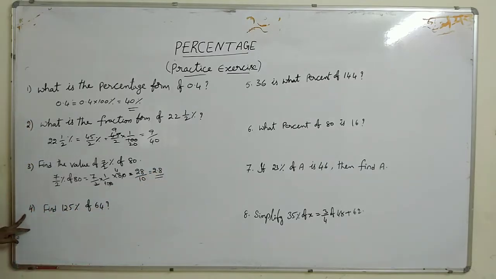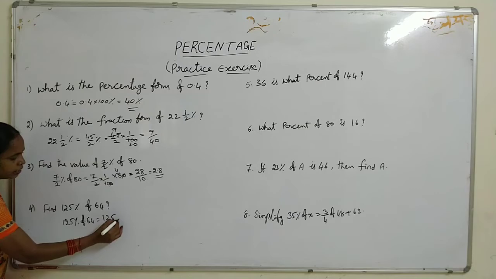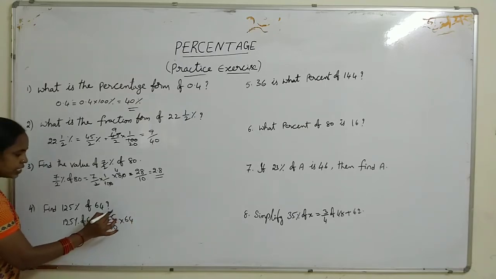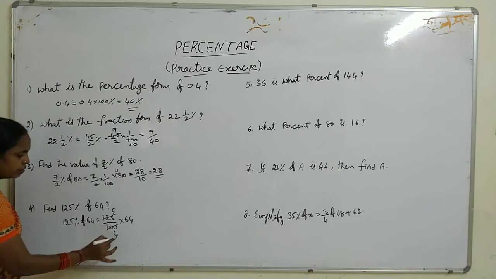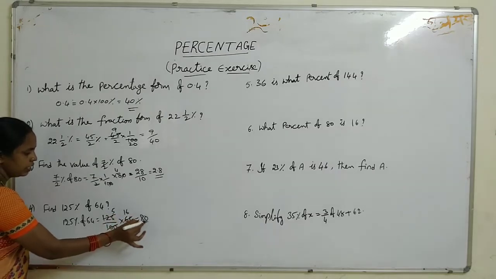Question number 4. Find 12.5% of 64. Sorry, 125% of 64. 125% of 64 equals 125 percentage by 100 into 64. 25 5s, 25 4s, 4 16s, 16 5s are 80.